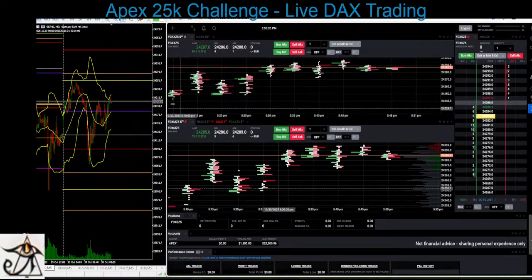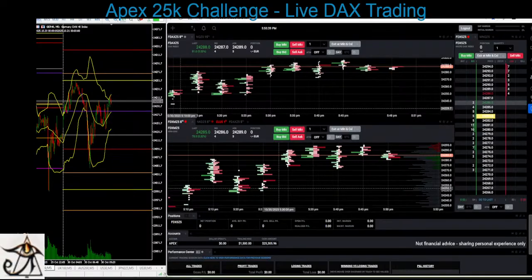We've got a 25k challenge on the line. We're $300 up, $1,500 target all in all, so we've got about $1,200 to go. This is day 4, I think, so 4th day of trading on this challenge. We're looking at the DAX.